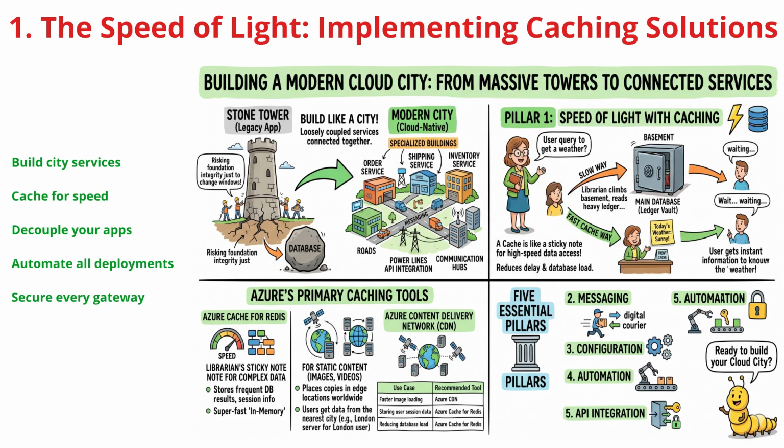Imagine a librarian who keeps the most requested information on a simple sticky note at the front desk instead of trekking to a basement vault every time. That is caching. With Azure Cache for Redis, we keep complex data like your login session in super-fast memory. With Azure CDN, we deliver your videos and images from the nearest edge location, ensuring that whether you are in London or New York, the experience is instantaneous. This city isn't just built to stand, it's built to move at the speed of light.